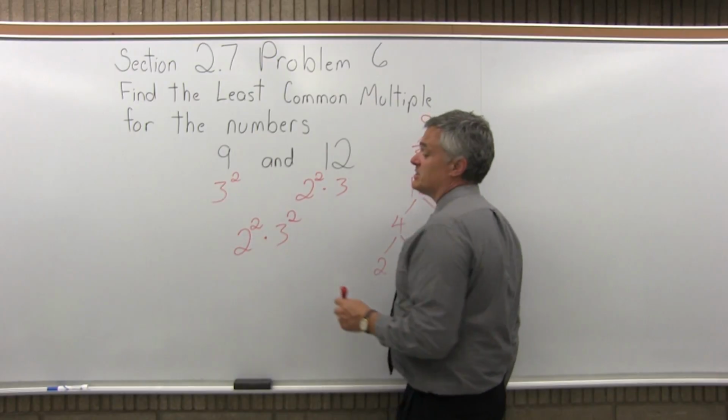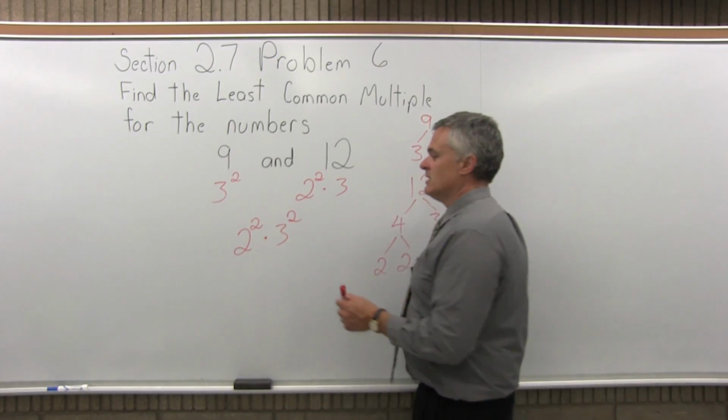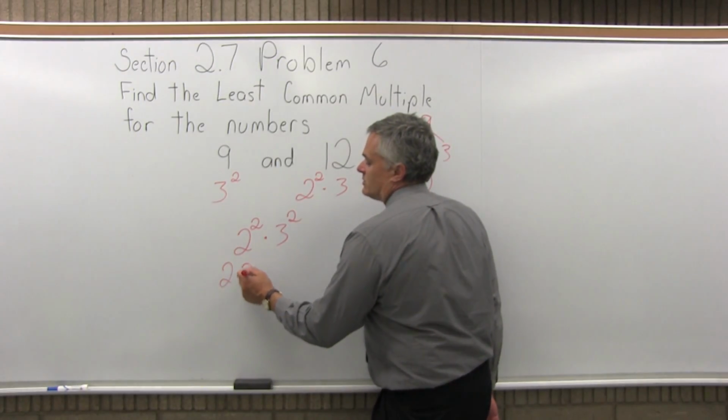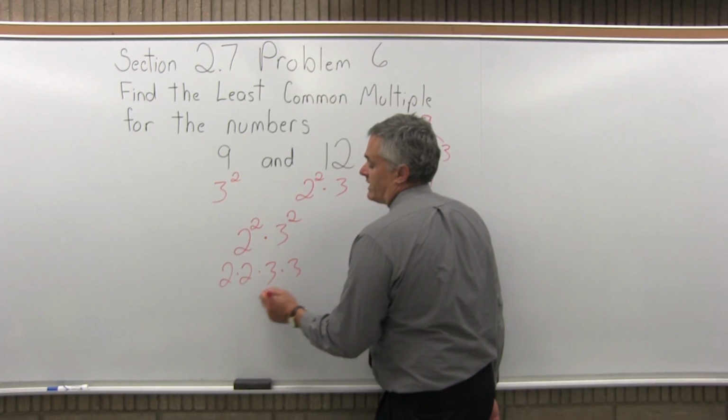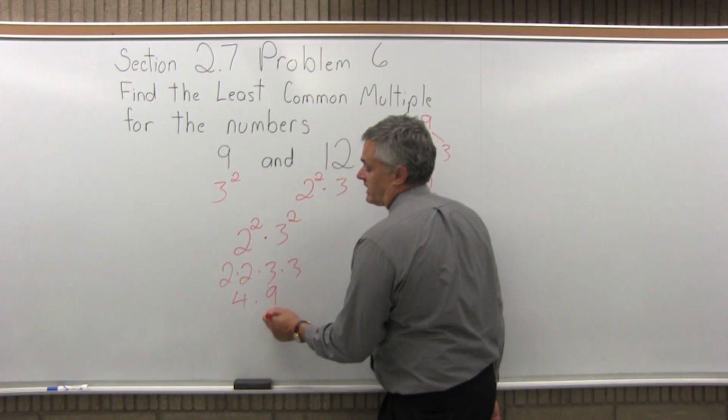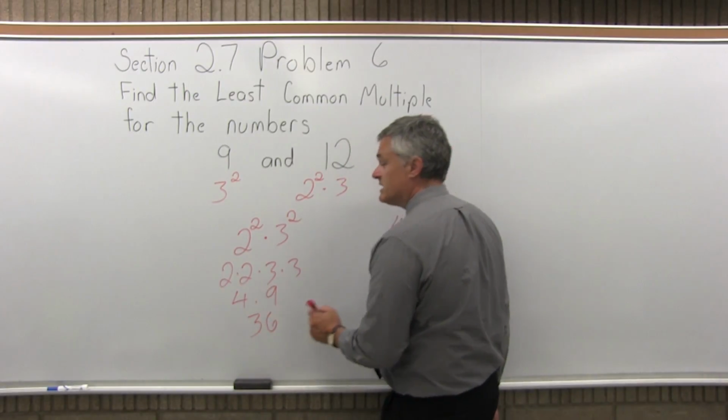And now the last step is to multiply those numbers together. So 2 to the second is 2 times 2, 3 to the second is 3 times 3. As I start to multiply, it's 4 times 9, which is 36, as I predicted.